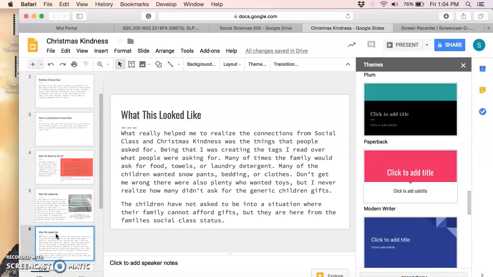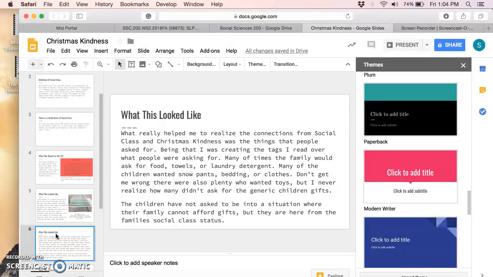What really helped me to realize the connections from social class and Christmas Kindness was the things that people were asking for. I never realized that the families were connected with the kids, and when I read over a lot of the family tags while creating them, the family would ask for food. There was somebody who asked for a Christmas tree or just Christmas dinner. They would ask for towels, and a big thing that surprised me was a lot of people asked for laundry detergent. A lot of the times the kids wanted snow pants, clothes, and bedding.